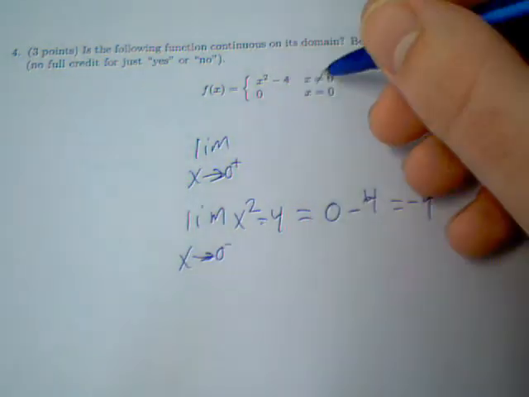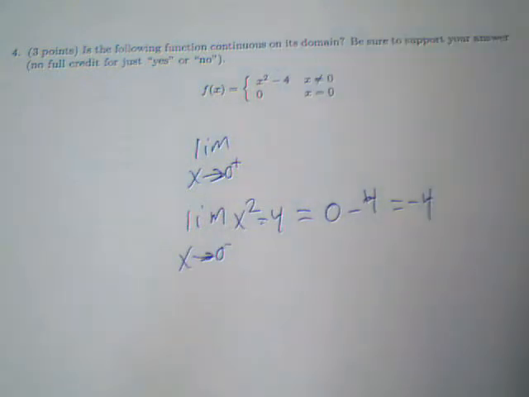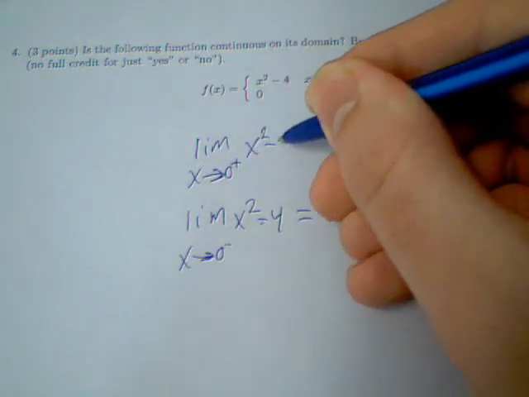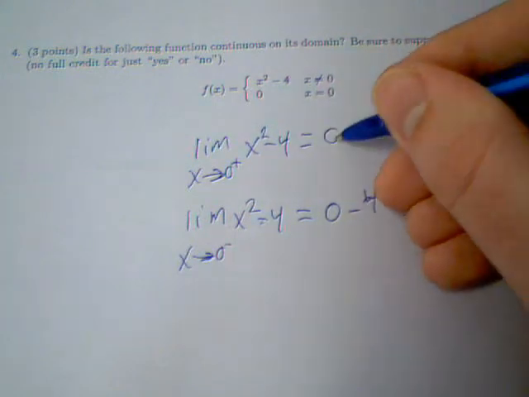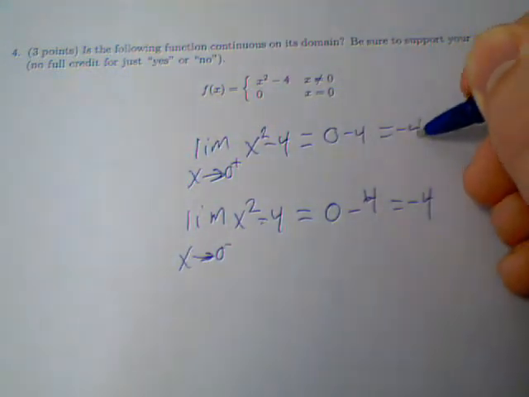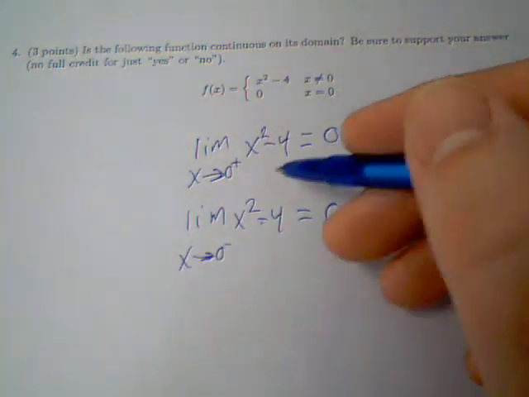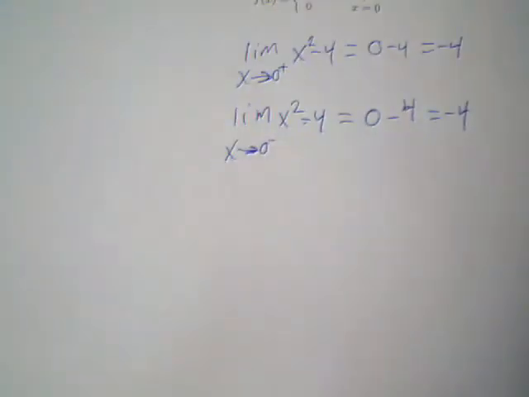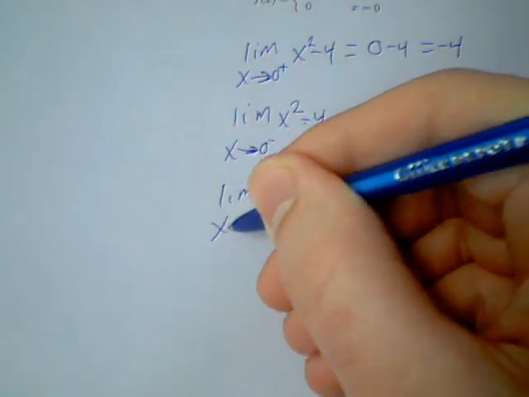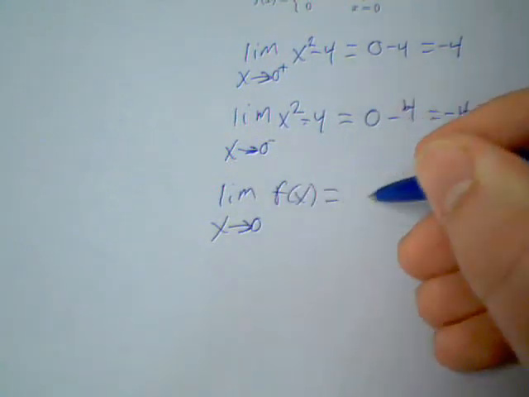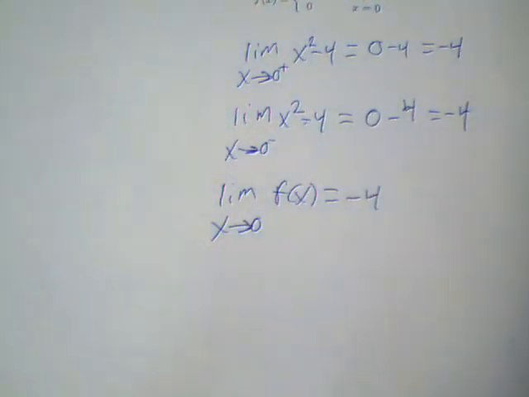Again, on the right of 0, well, I'm still up here because this is anything that's not 0, so 1, 0.1, 0.001, all of those fall under here. So I'm going to check here when I'm on the right of 0 as well. And again, I'm going to get -4. So this tells me limit from the left and limit from the right are the same. So the limit as x approaches 0 from both sides is -4. So the limit exists, so it might still be continuous.